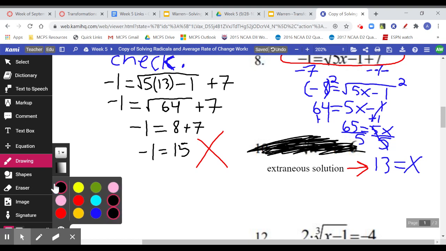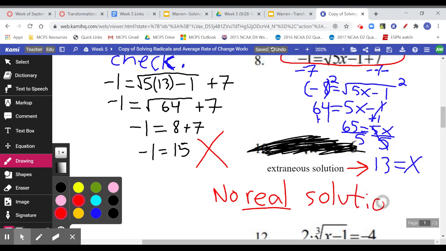What this tells me is that there are no real solutions. So what you should be writing on your page is that there are no real solutions. Okay? There is a solution, right? There is something that happens when I solve it, but it is not a real solution. It does not actually work when we plug it back in. So again, I shouldn't say no solutions. There is a solution, it's just extraneous. So it's no real solutions.